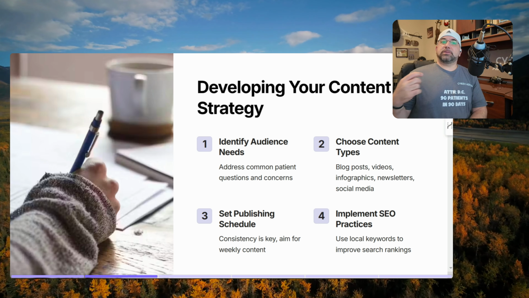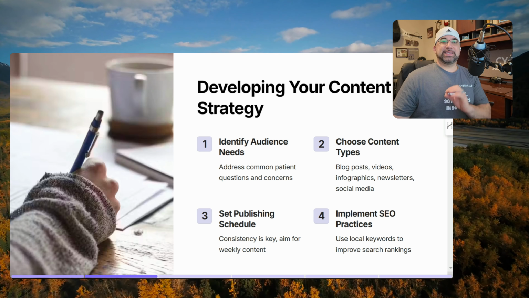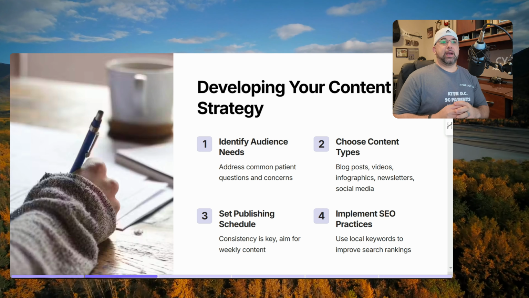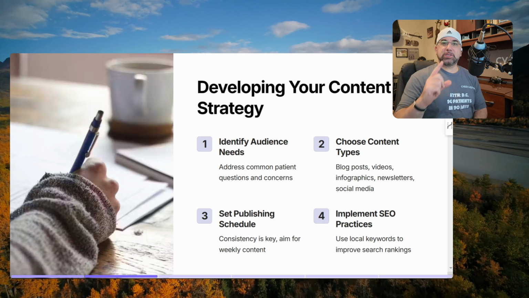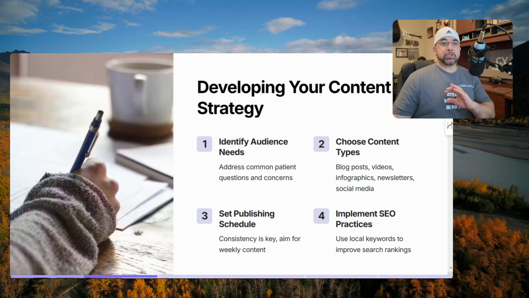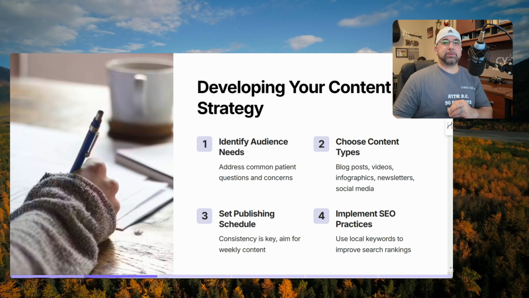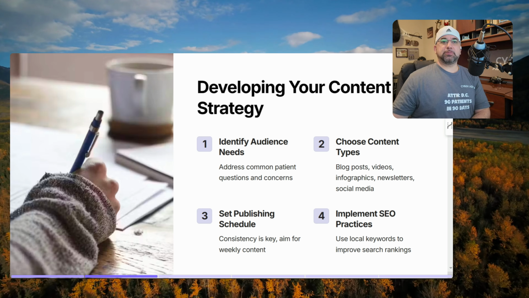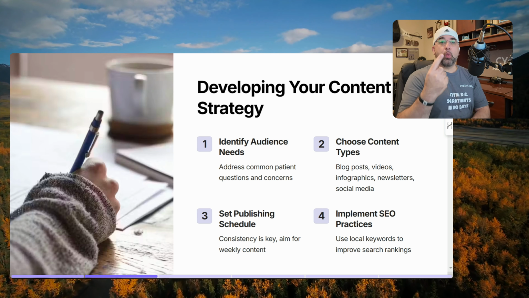And then set a publishing schedule. Consistency is key. Create a content calendar, map out the topics, choose the dates, how often you're going to do it, and then aim to publish at least one piece of content per week to keep your audience engaged. Start with one, start with something, but then I want you to kick it up a notch, maybe 2, 3 posts per week, but not until you're in the rhythm of that one.